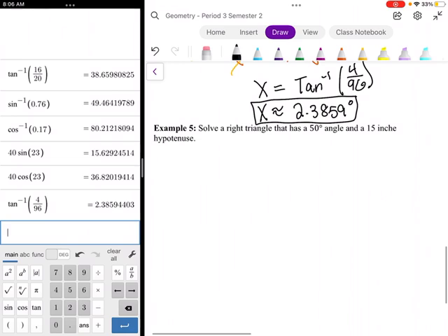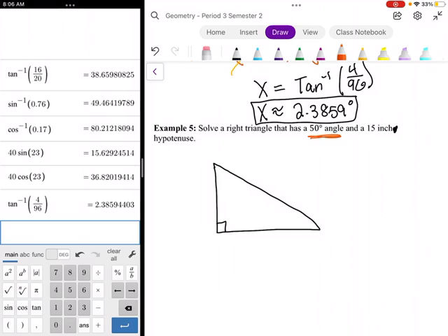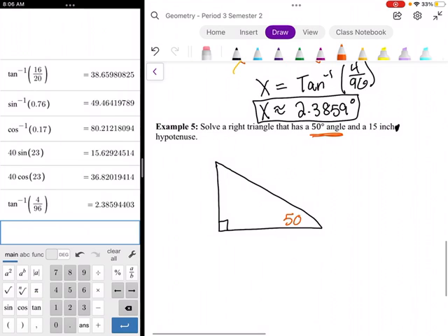Next, we have a right triangle that has a 50-degree angle and a 15-inch hypotenuse. They want us to solve the right triangle. So this one, they have a 50-degree angle. Because it's a right triangle, you can put that 50-degree angle in either of the empty angles that you have. So we can put 50 degrees here, or you could put it on top. And then we also know we have a 15-inch hypotenuse.